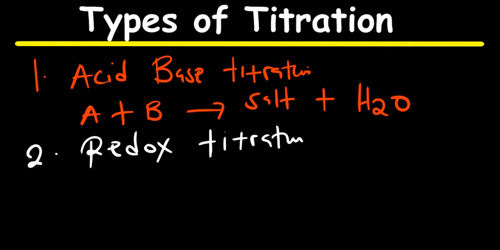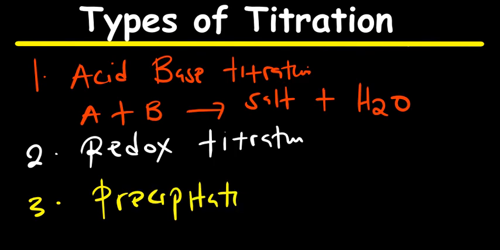Then another type of titration is what we call precipitation titration. This one usually just involves the formation of a precipitate when the analyte reacts with the titrant. So as the reaction is going, in the process a precipitate is formed. Let's say some solid of some kind is formed in the process. That would be precipitation titration.